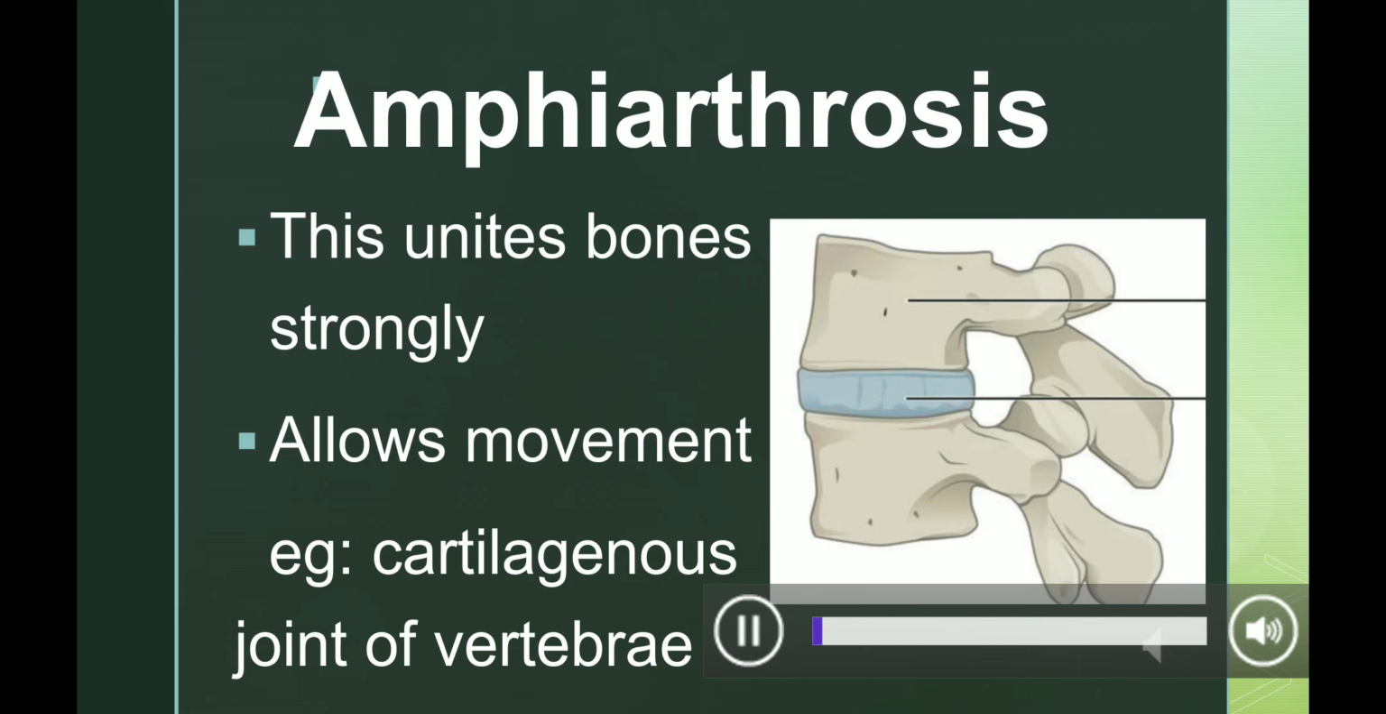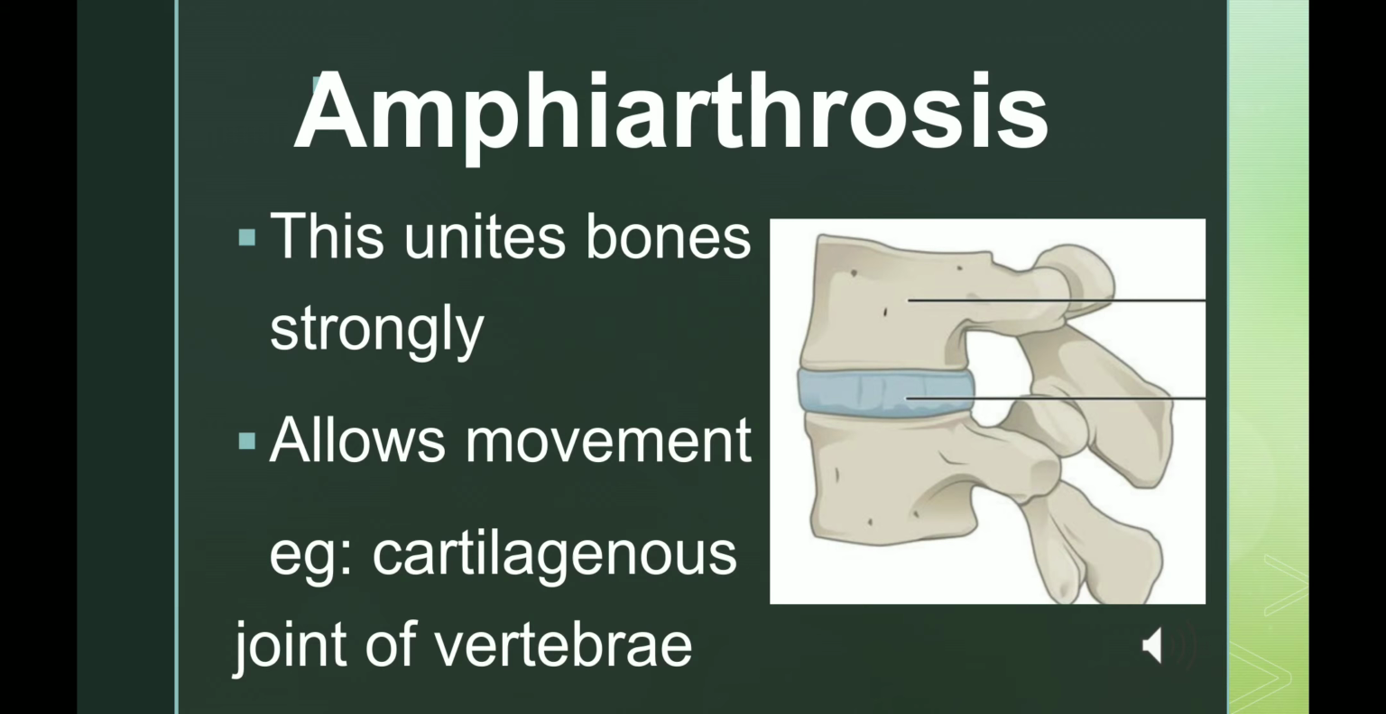So the next one is the amphiarthrosis. It only allows limited mobility, and these joints also unite bones very strongly, but allow limited movement. An example for amphiarthrosis is the cartilaginous joint that unites vertebrae, and the gap between these bones is filled by a fibrocartilage, also called the intervertebral disc.